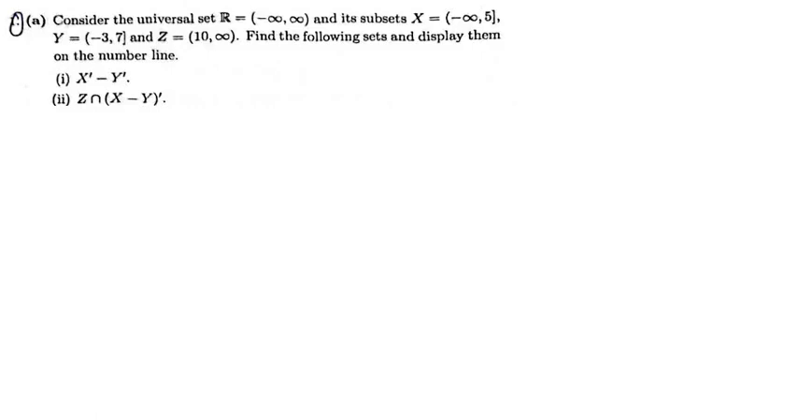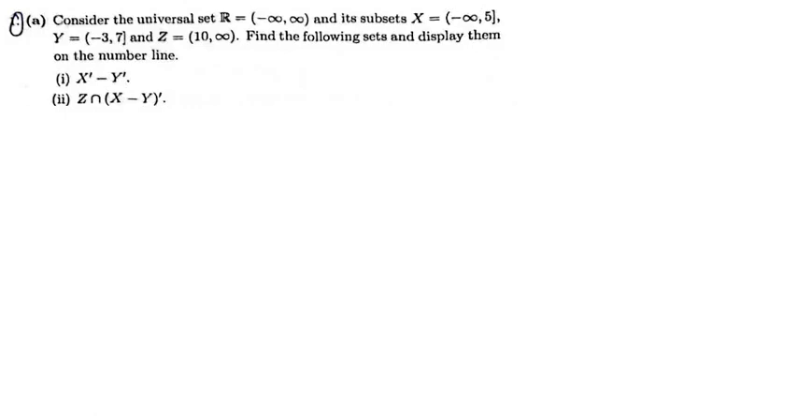In this tutorial, we are going to solve some questions under math, and these questions have come from different topics, and this is the past paper for 2024. Okay, so the first question which I have is saying, part A, consider the universal set R being equal to from negative infinity to positive infinity, and also saying that each subset we have got x from negative infinity to 5 is included, y is negative 3 to 7 is included, then z is 10 to positive infinity. Find the following sets and display them on the number line.